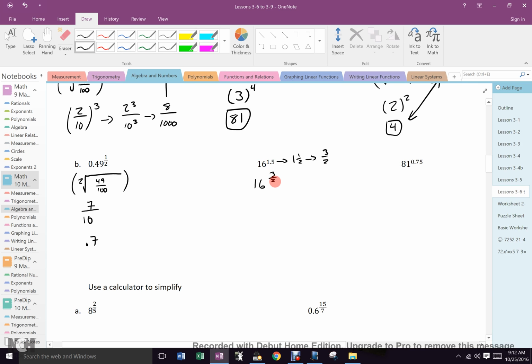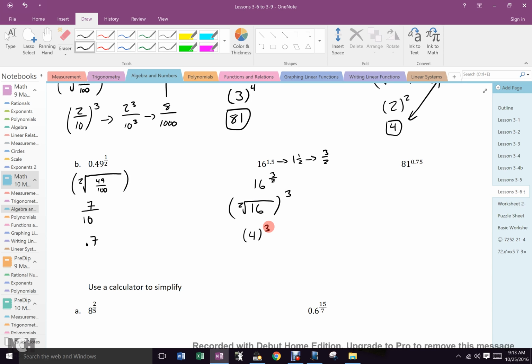Where does the 2 go? Index, 2. Where does the base go? Radicand, 16. And all that is to what power? 3. What's the square root of 16? 4 to the 3rd power. What's 4 times 4 times 4?